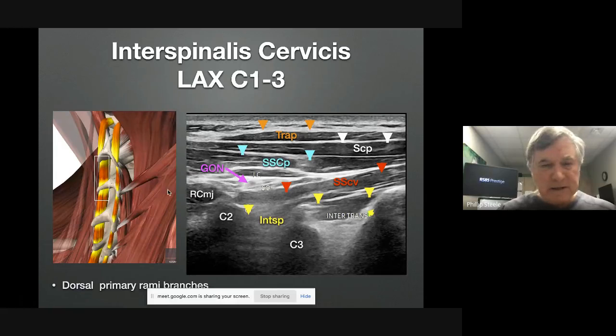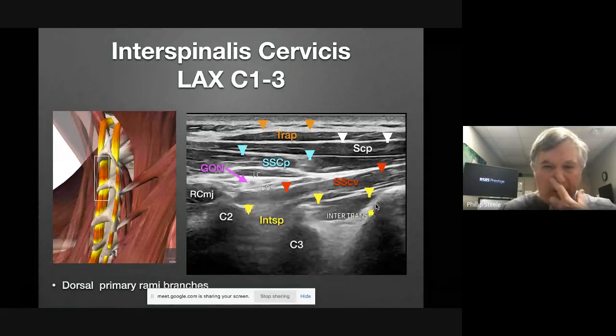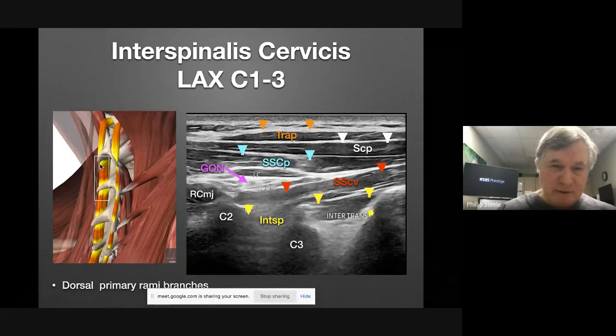If you slide directly over the spinous process, here's C2, here's C3, here's C4. You can then pick up the interspinalis cervicis, which are these. And this is a common area that you're treating with traditional Prolo technique, but your ability to guide and identify areas that are unstable from a chronic whiplash injury is improved by utilizing this.